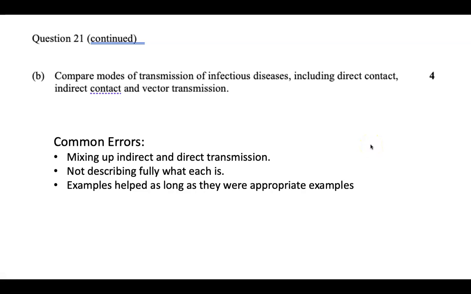So some really classic examples you could have used. Direct contact could have been something like a fungal disease, or it could have been something like herpes that's transmitted through kissing. Indirect contact: flus, colds, measles, those sorts of things. And vector transmission was more thinking of things like malaria.